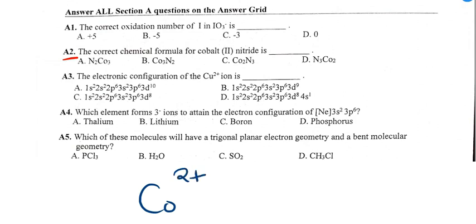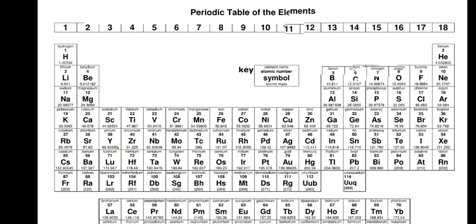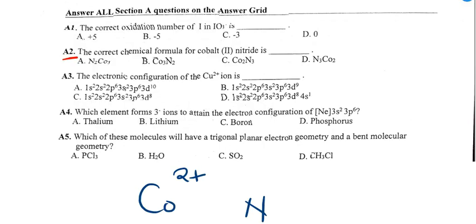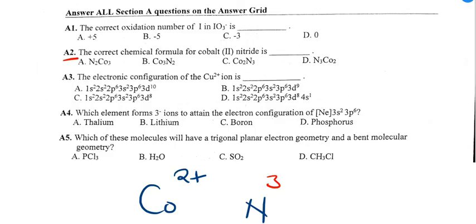And then nitride, that's nitrogen. Nitrogen comes from group 5. If you check your periodic table, nitrogen is in group 5. So group 5 elements have an oxidation number of 3 minus, because it needs 3 electrons to gain stability. So we'll use these for our calculations.